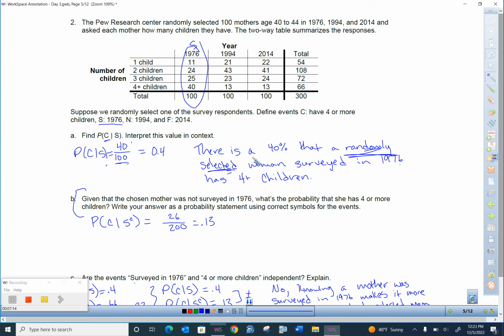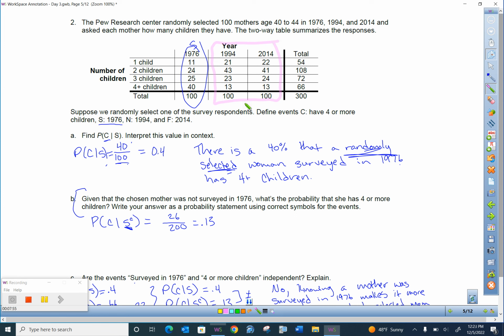Another recommendation I have if you're struggling with your interpreting, just go see how other things are written on other problems. And part B is a good example. It says, given that the chosen mother was not surveyed in 1976. So over here we would say, given that the chosen mother was surveyed in 1976, the probability that she has 4 or more is this. And then you put 40%. But this one was asking for not. So that's another complement. And you can just use S complement there. Those would be these guys on the right.